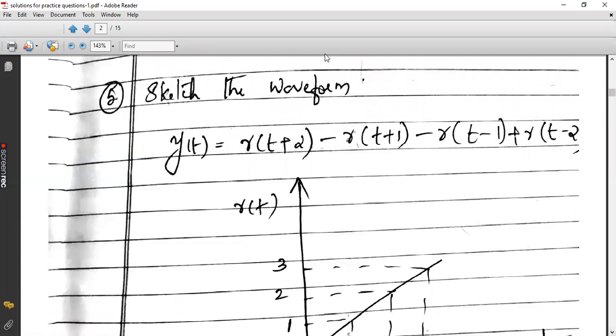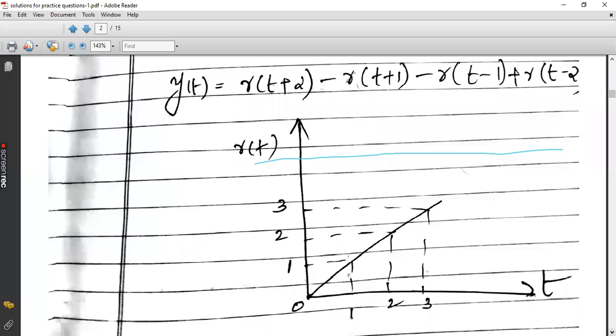As you can see in this question, you are having 4 different terms. So first you will plot r of t. Draw it now. What is the peculiarity of r of t? It is equal to t. That is, whatever value you specify on the x-axis, you will have the same value on the y-axis also. So at t equal to 1 you are having 1, at t equal to 2 you are having 2, at t equal to 3 you are having 3, like that.